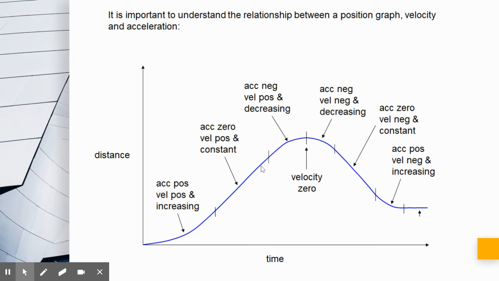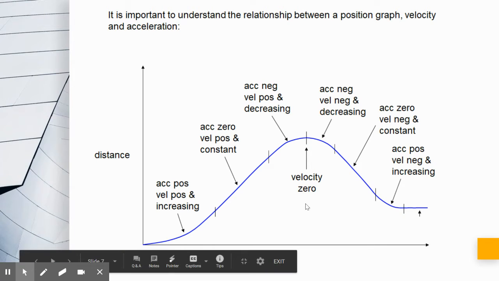Okay, so we also need to talk about the relationship between a position graph, a velocity graph, and acceleration. So I have right here a distance and time graph. What I'm looking at is, you would agree that the derivative of this function is going to be positive here, because my slope going from this point to that point is just going to be a positive value.